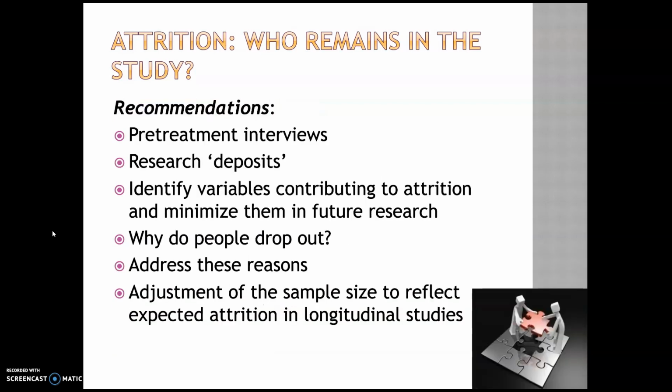So what are some recommendations? Make sure you do some what's called pre-treatment interviews or pre-research interviews. You could also require what's called research deposits. So when I did research with children, I would say, okay, just for sitting down with me, you can have a sticker. But if you do my whole study, if you answer all my questions, you can have 2 more stickers and you can pick them out.